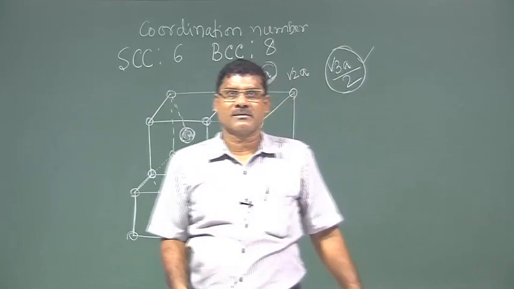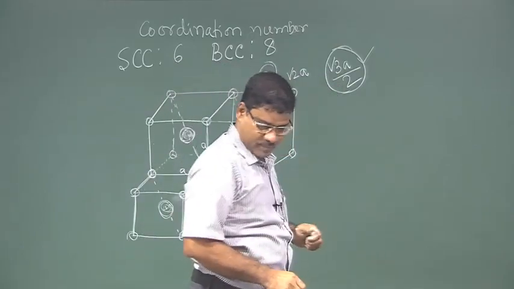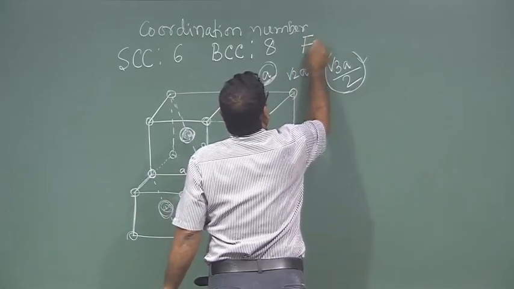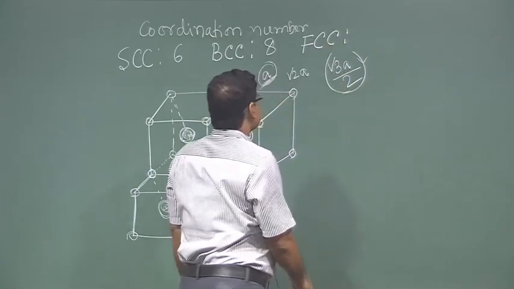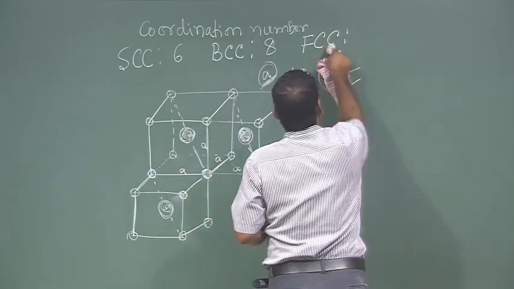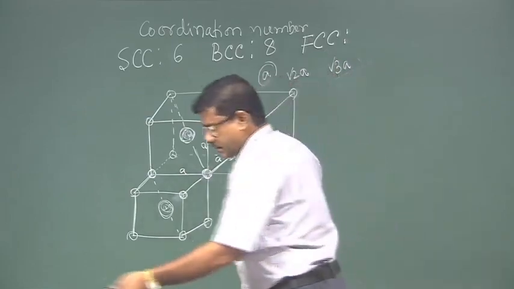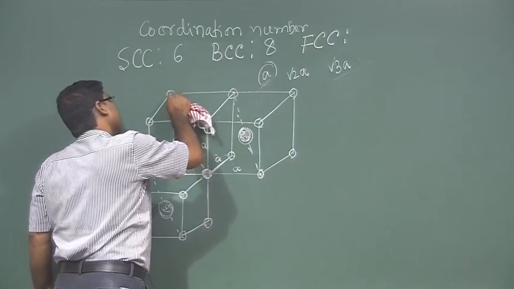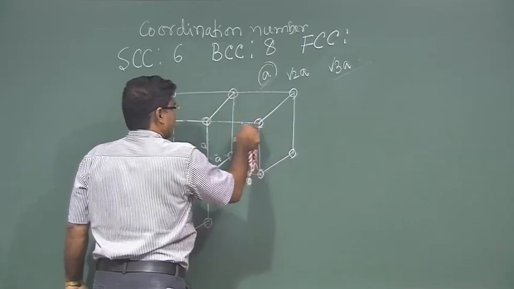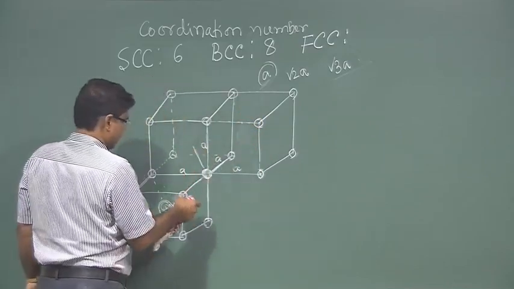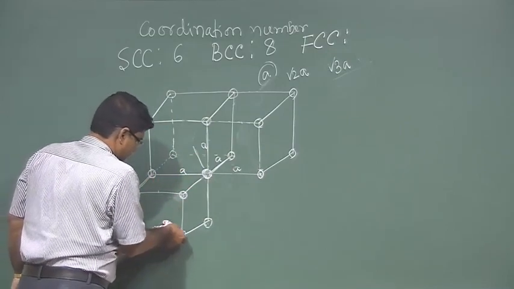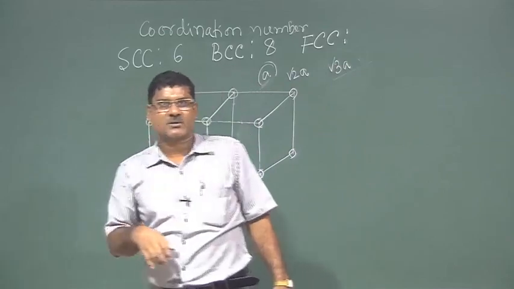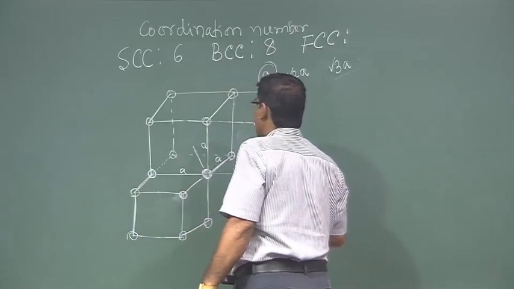So, this way one can calculate for the FCC lattice. Similarly, we can proceed and find out, right. So, what is the coordination number for FCC lattice? Let us use the same figure in case of FCC. In case of FCC, there is an additional lattice point at each face, at the middle of each face.